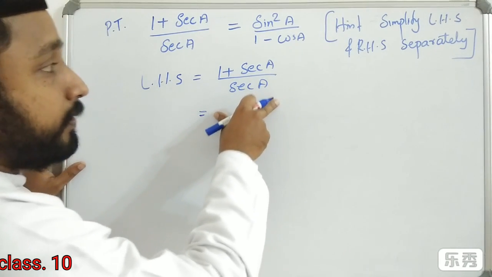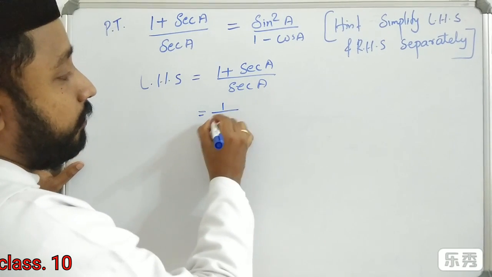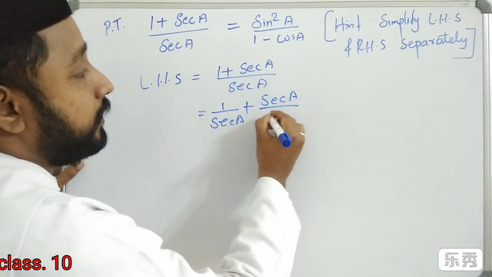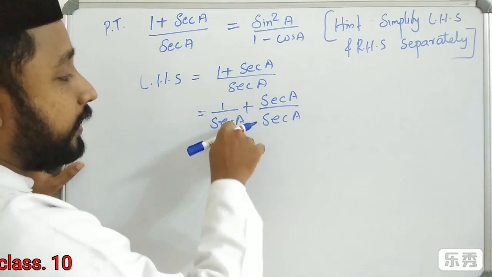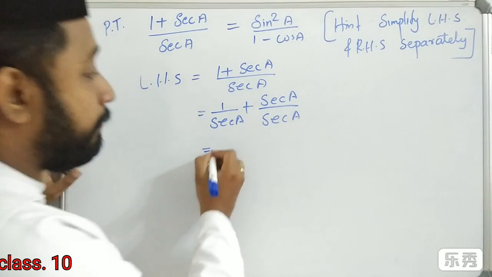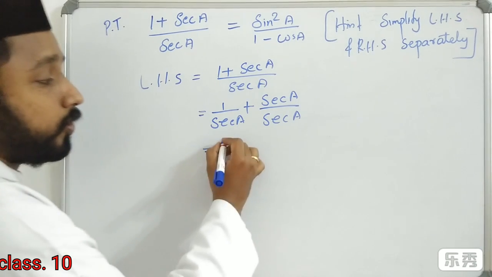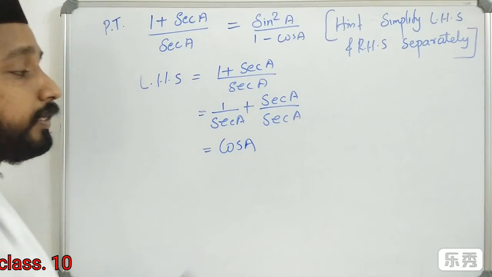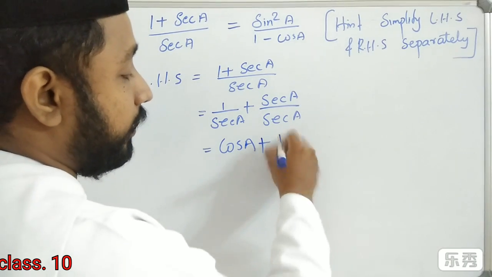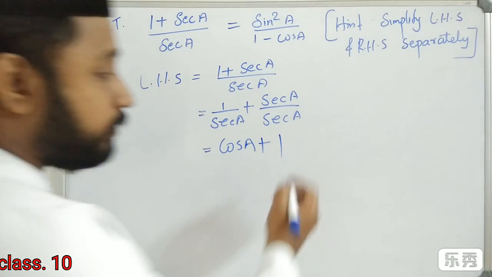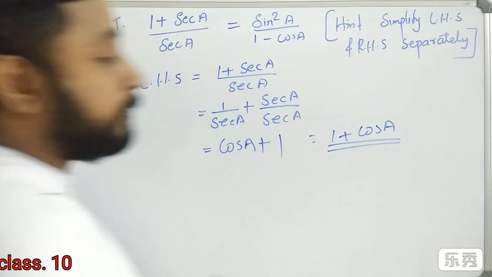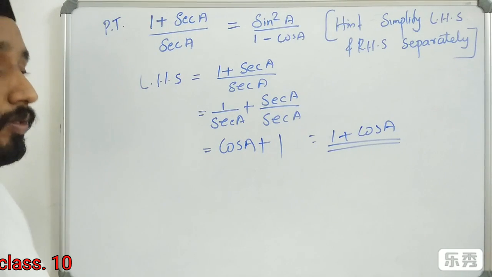to split this term. 1 plus sec A by sec A means 1 by sec A plus sec A by sec A. Is it correct? That means 1 plus sec A by sec A. What do you mean by 1 by sec A? 1 by sec A is cos A, the reciprocal of sec A, plus sec A by sec A is 1. So we got cos A plus 1, or simply 1 plus cos A. LHS is equal to 1 plus cos A.